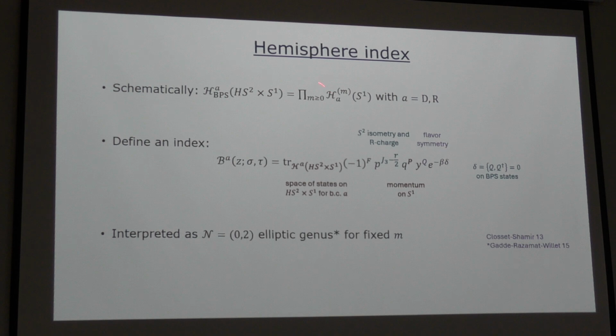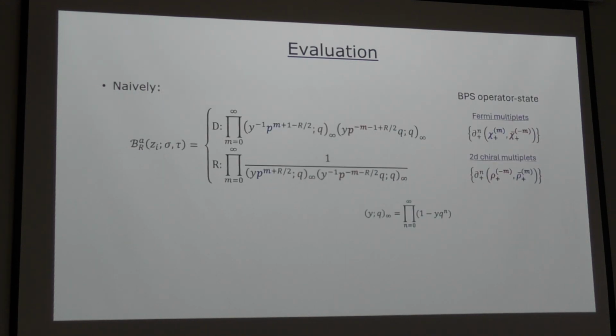Okay. Now for fixed M, I can interpret this as a (0,2) elliptic genus. But the statement is that this full hemisphere index is a product of a number of these elliptic genera. I put a star here because this is strictly speaking only true for a free chiral multiplet. For gauge theories, you have to be a bit more careful, as has been analyzed in previous work. Okay, so if I do this evaluation naively, I get an infinite product of these elliptic genera, and I get an expression like this.